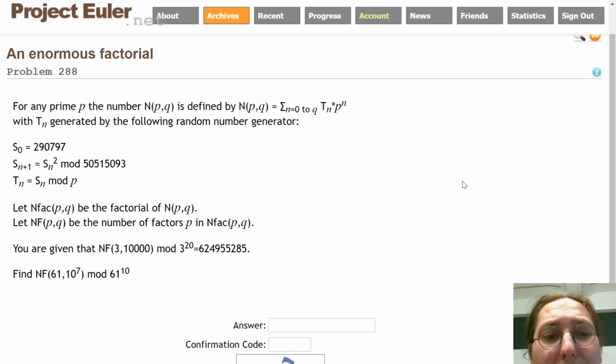They're doing mod 20 of the factorial. This indicates to me that we don't actually have to calculate the full factorial, if we can mod it by 3 to the power of 20, right?